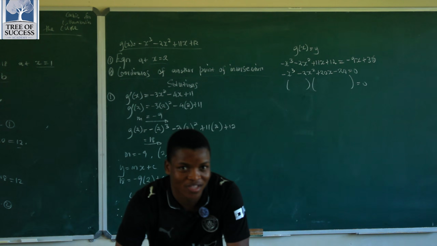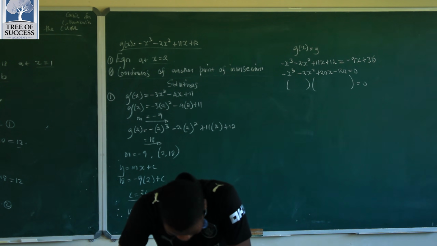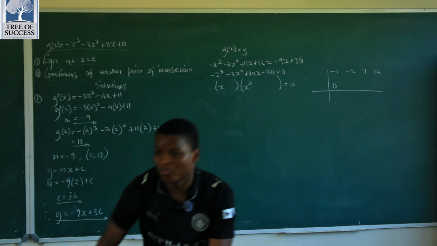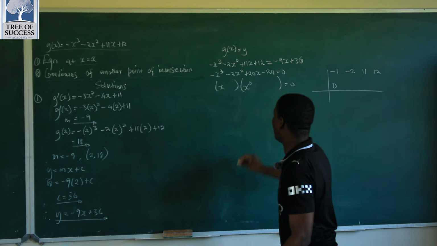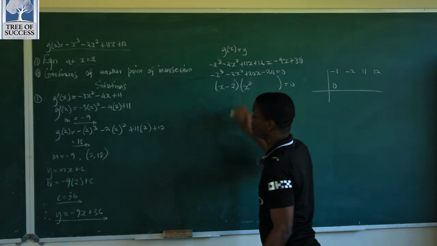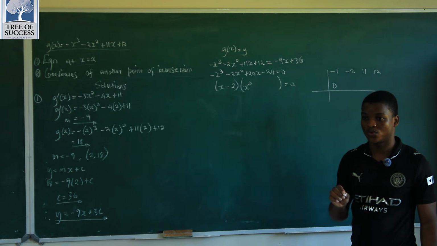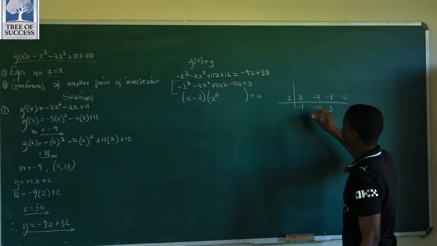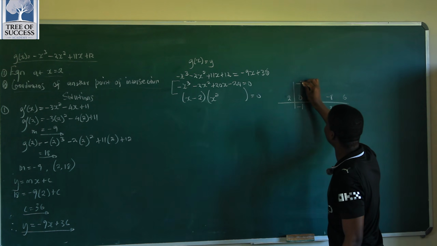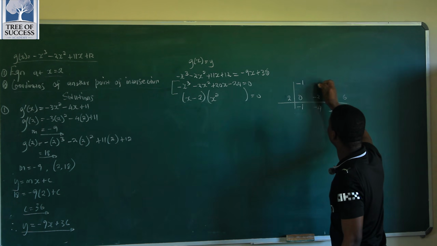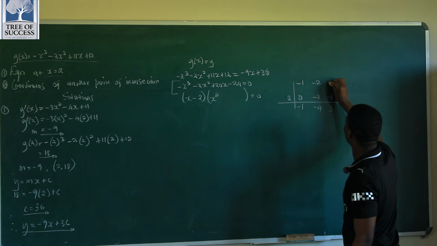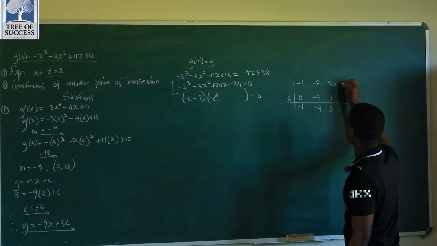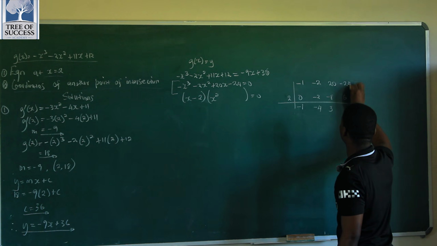Equal is 2, positive 2. Should we now will have x minus 2. Is it 2? Yes. So we must use synthetic coefficients. So it's negative 1, negative 2, then 20, then negative 24.